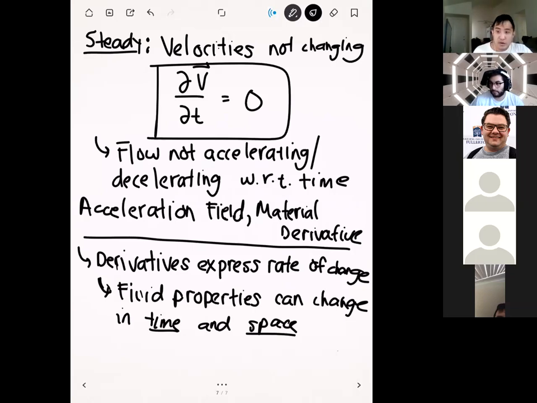Any questions on this? Okay. So let's talk about each of the different ways they can change and give some physical motivation behind it. So let's first talk about time.